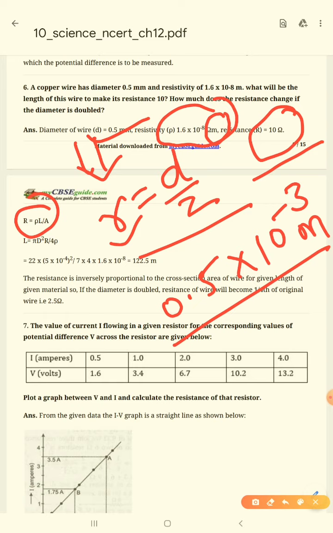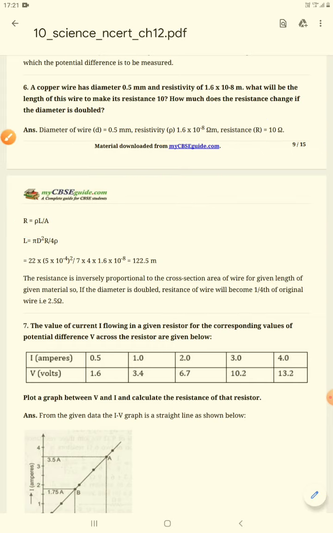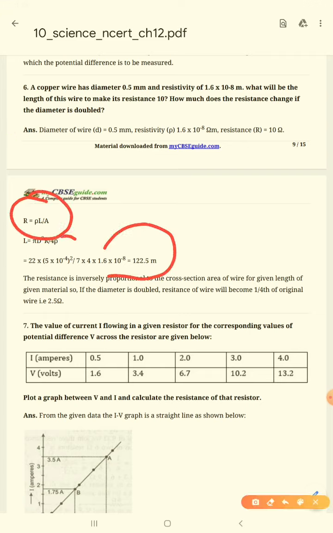Okay. So now we have the diameter, we have the resistivity, we have the resistance. We will use this formula. Now we will put all the values here, then it will come 122.5 or 122.7 meter. That will be our answer.